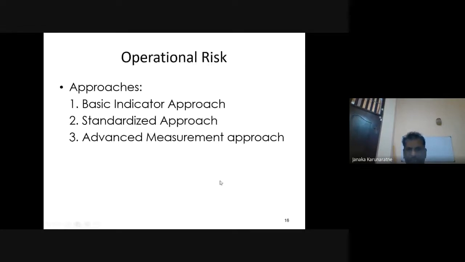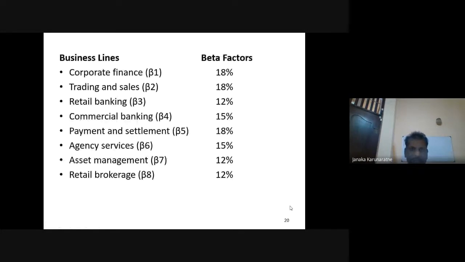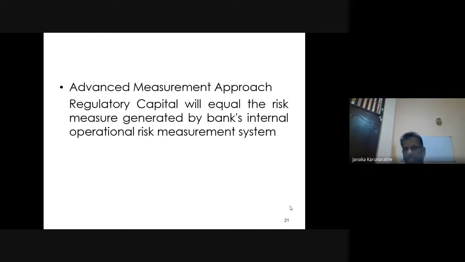The standardized approach is the second approach, which is an extension of the basic indicator approach. And the third method is the advanced measurement approach. Again, like the previous credit and market risk model-based approaches, this is measured by the internal operational risk measurement system, or the internal model. Right? Internal model.